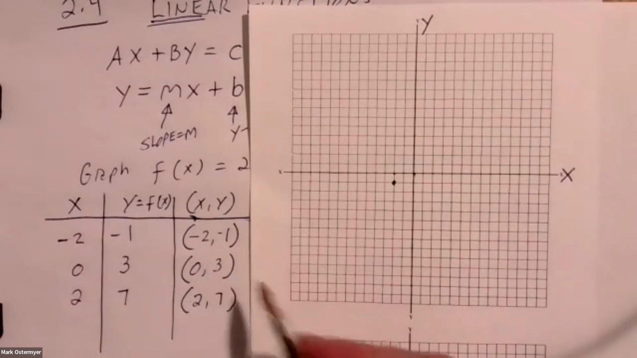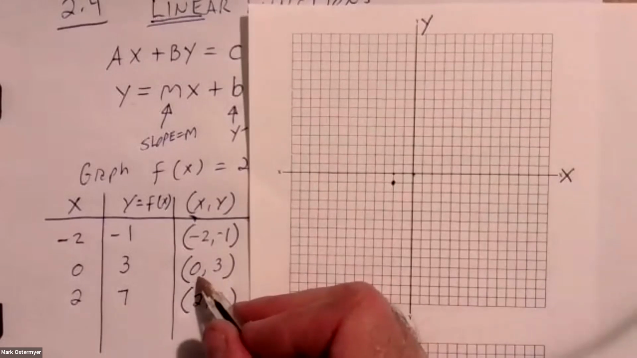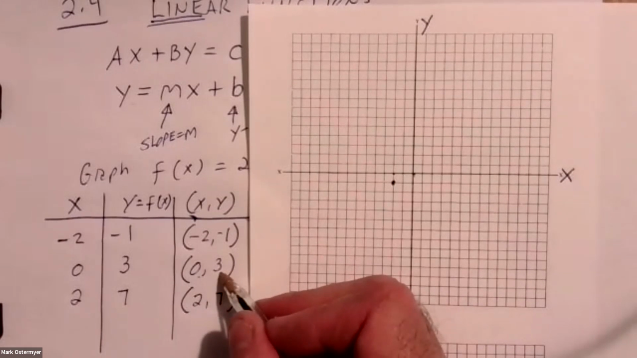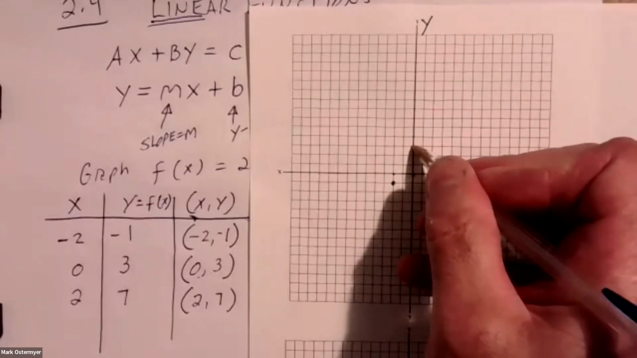Plotting 0, 3 rather, we start at the origin. I don't move right or left because my x-coordinate is 0. I just move up 3 units on the y-axis. So 1, 2, 3, there's 0, 3.